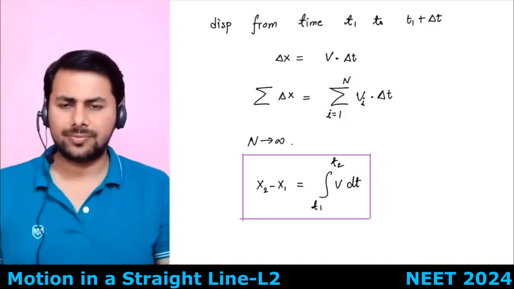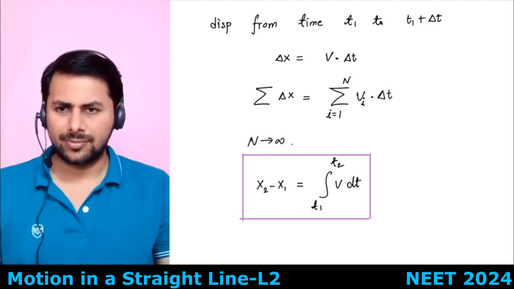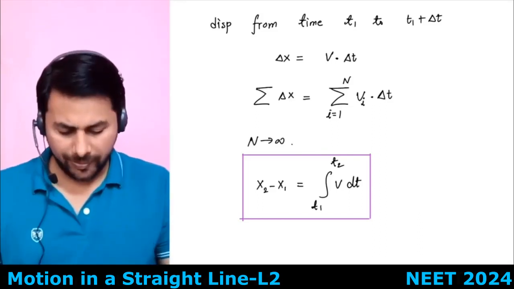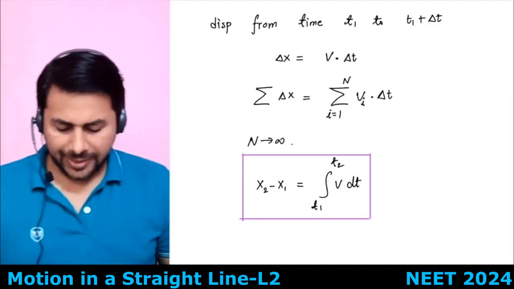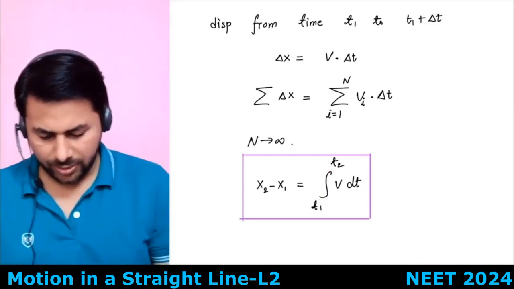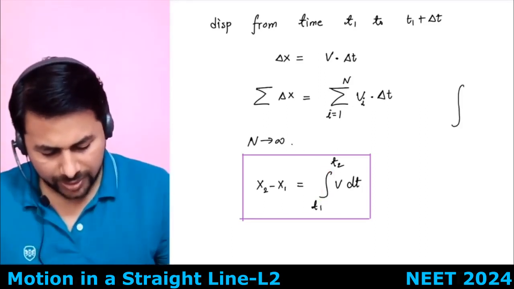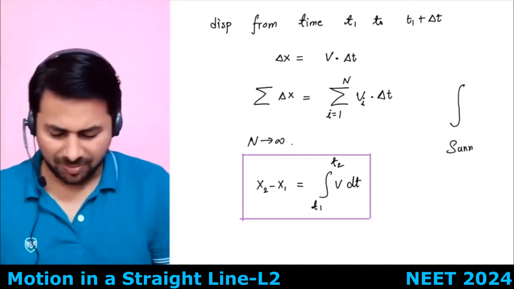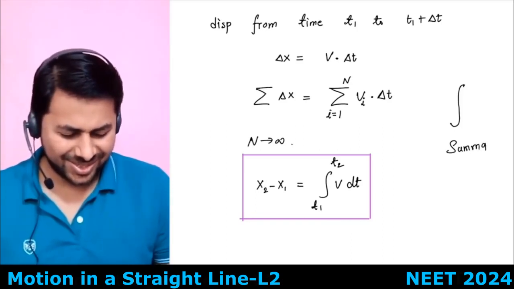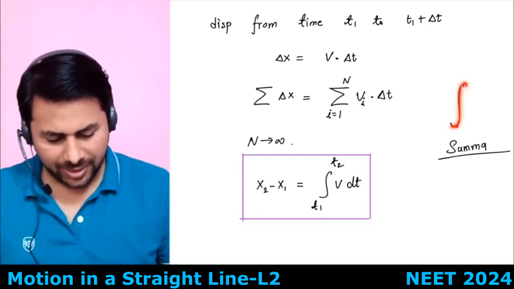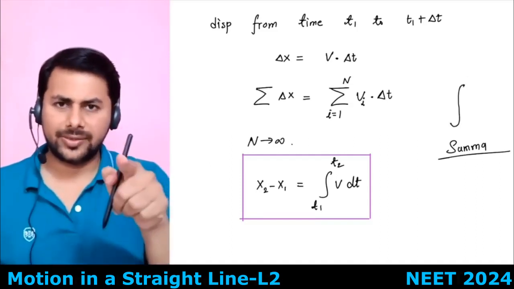Is this clear? Yes, sir. Everybody? Yes, sir. Okay, so as n tends to infinity, summation becomes integration, and we write it like this. If you see this symbol, what is this? Its name is summa, and this is nothing but an elongated s.